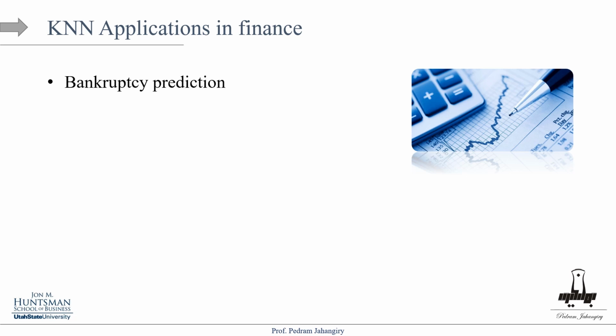Okay, so let's start. The first one is, for example, you want to use KNN to classify bankruptcy predictions. Remember, the KNN output is probabilistic. So by looking at the financial ratios of a company, we can come up with probabilities of whether that company is going to become bankrupt or not.